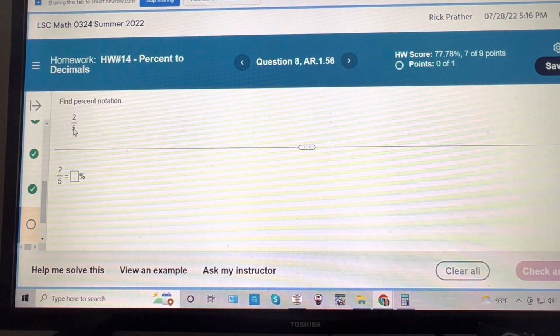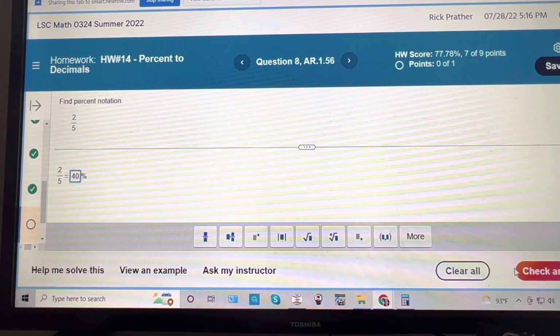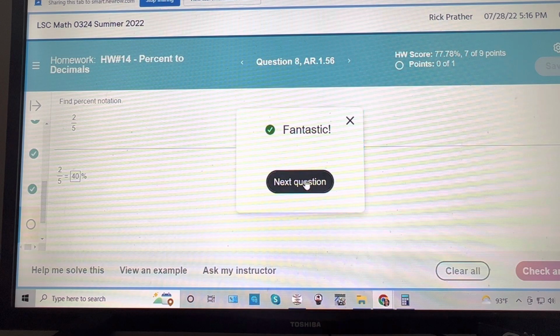So I did 2 divided by 5 and got 0.4, 0.40. You can always add zeros to the end of decimals. 0.4, 0.40. Then move the decimal over twice and make it look bigger, 40%. If you get 2 out of 5 questions right on a homework or a quiz, you've gotten 40% of the quiz right.